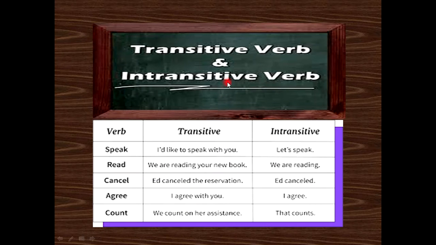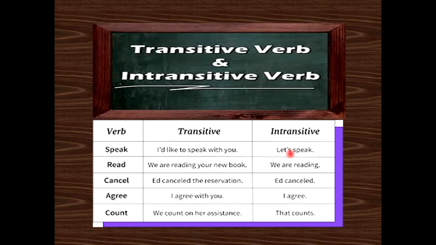Now transitive verbs and intransitive verbs. For example, if the word is speak, and we make the sentence "I would like to speak with you," over here let's speak. So a transitive verb shows the complete sentence by using the object. Transitive verbs have an object, but intransitive verbs have only the main verb, not the object.